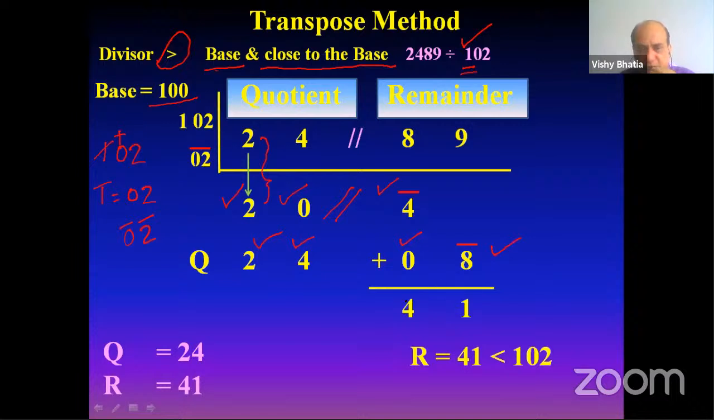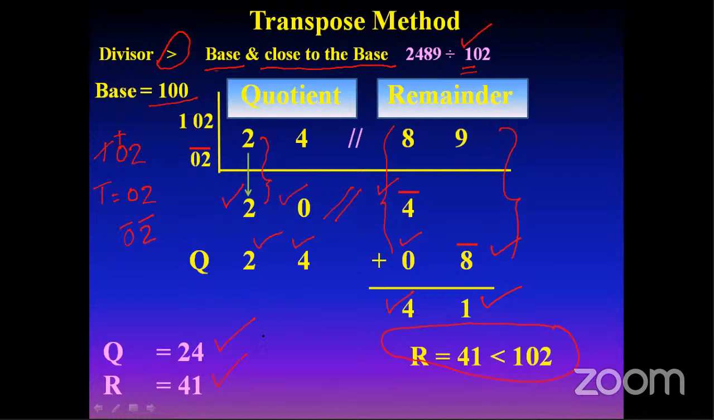And here my life becomes very easy. When I add up the remainder columns, 8 minus 4 plus 0 is a 4. 9 minus 8 is a 1. This time I am very lucky. My remainder is less than my original divisor of 102. So I don't have Q1s and Q2s to handle. My quotient is a 24 and my remainder is a 41.